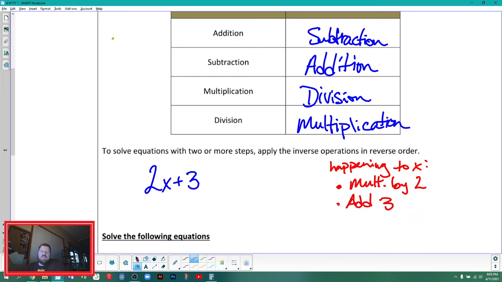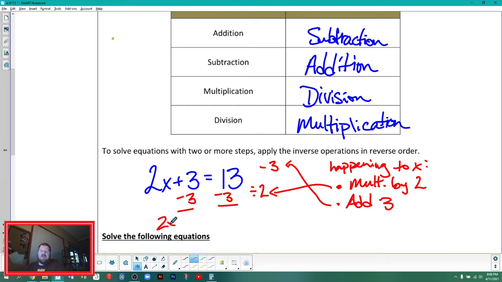So once I know that this is an equation now, and I have this 13 over here, I want to undo those things in the reverse order. So I'm going to start off with the last step, and I'm going to undo it. Subtract 3. And then to undo multiplying by 2, I'm going to divide by 2. All right, so if I do that, I'd have 2x equals 10, and then dividing by 2 would give me that x is equal to 5.